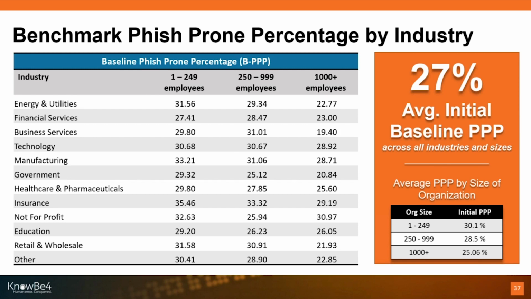28.5 for 250 to 999, and what we call enterprises, 1,000 or larger, we're about 25%, which is still very, very high. If your users are running around clicking on 1 in 4 phishing emails that come in the door, you have a pretty serious problem, right? Those aren't good odds. Now, looking at this, you can see the individual industries. Pick where you are in there. If you look at manufacturing, man, 33.2% to start with. It's pretty brutal.